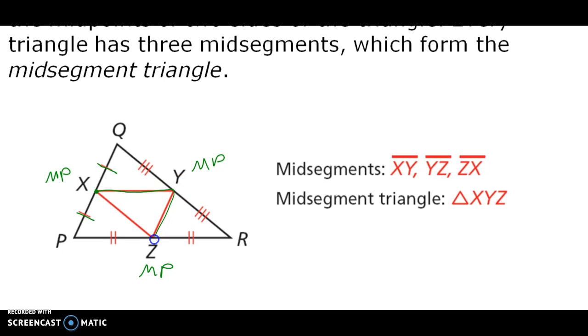So there's 3 of them. And what do you notice? What does it create? Creates another triangle. And that is called the mid-segment triangle.